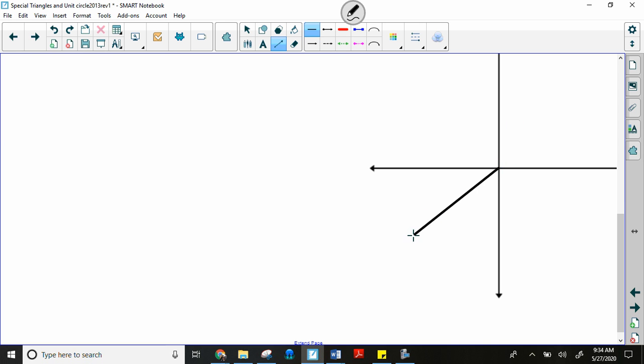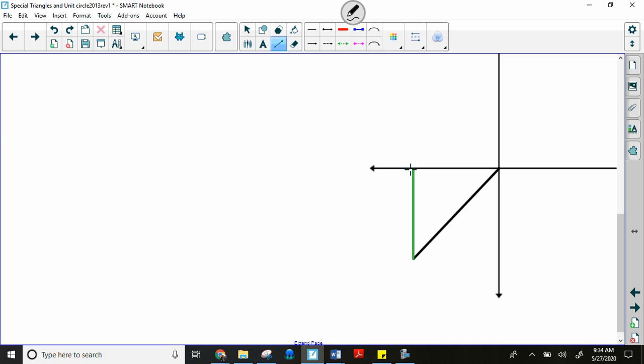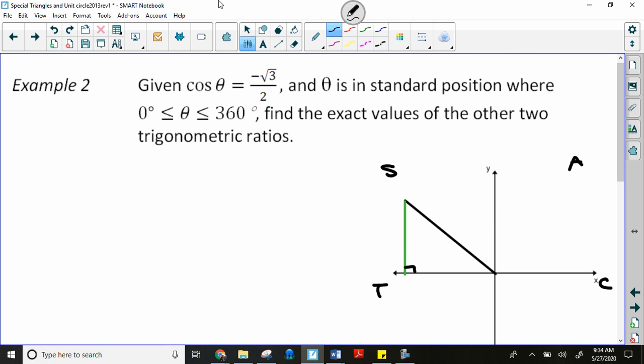So my terminal arm would go somewhere in quadrant 3, and then we drop our perpendicular down to, or up in this case, to the x-axis. So I guess you would be raising your perpendicular. And now we've got to think about, okay, cos is adjacent over hypotenuse. So that means that our related acute angle, which is right there, the adjacent side is going to be -√3, and the hypotenuse is going to be 2.